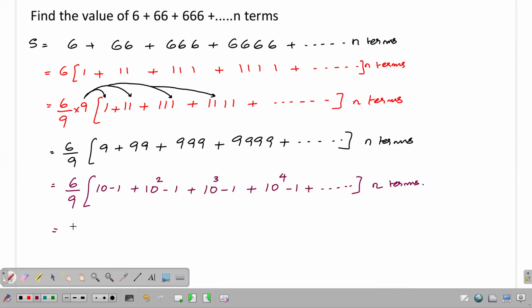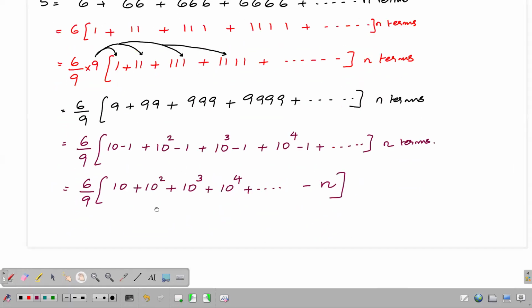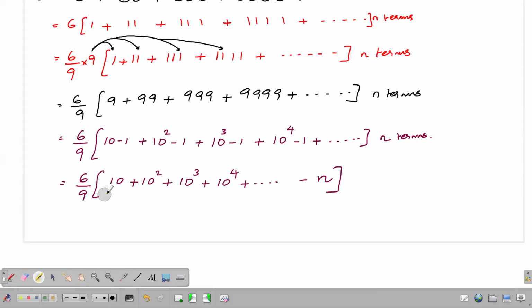So now I am just writing it in a little more systematic way. 6 by 9 times (10 plus 10 square plus 10 cube plus 10 power 4 plus etc. n terms) minus n, it will come. Got it? This is all considered up to n terms. Now, what I am going to see here is, this is nothing but a geometric progression. You are adding it up to n terms, and from that you are subtracting this n.